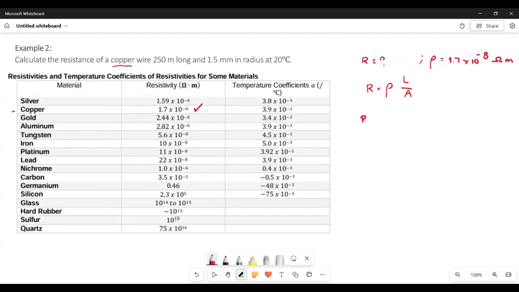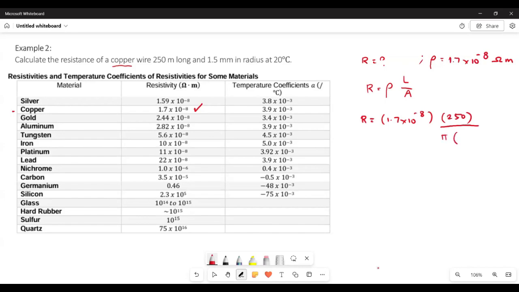Sige, plug in natin sa ating formula. We have 1.7 times 10 raised to negative 8 times, ano yung length sa atin? Binigyan tayo ng 250. Over, ang area natin is pi. Then yung radius natin ay 1.5 millimeters.